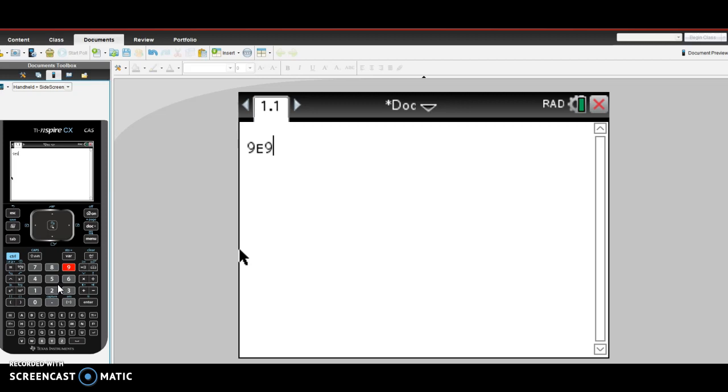And if you want to store that as the letter K in your calculator, type in 9e9 and then press Control Var above the number 9. That's your store button to store it, and it comes up as an arrow to the right. And then choose a letter. I'll use the letter K. Press Enter. And now anytime you enter the letter K on your calculator, you get 9e9.